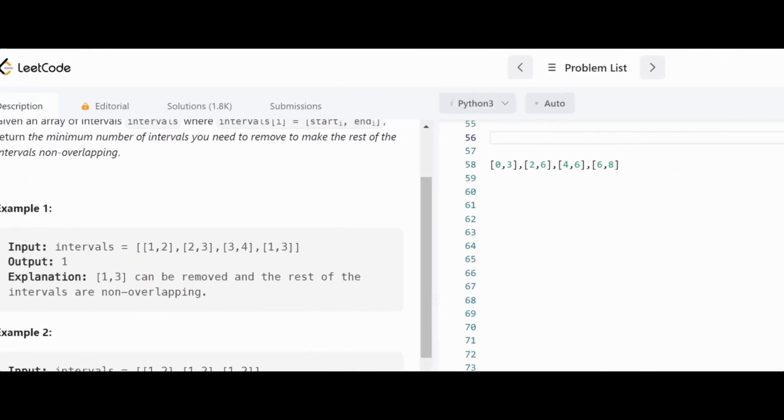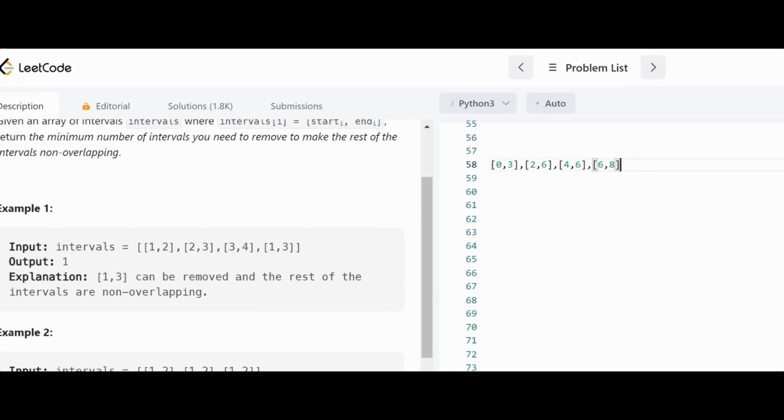Okay. So what the question is essentially saying is that, let's say you're given a list of intervals like this, and you need to remove some such intervals that are overlapping. What that means is that, let's say you have over here 0 and 3, where 0 is the start time and 3 is the end time. But if we have an interval of 2 and 6, and 2 lies between 0 and 3, this means that 2 and 6 are overlapping 0 and 3.